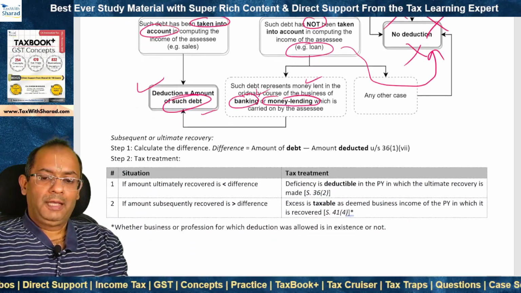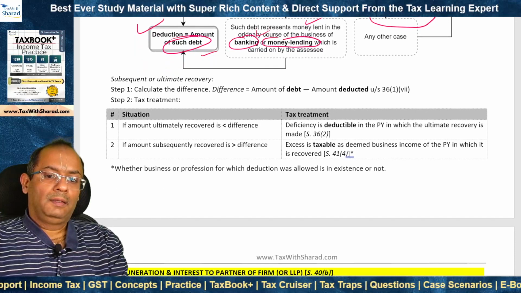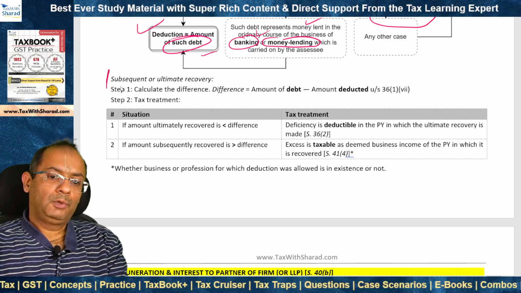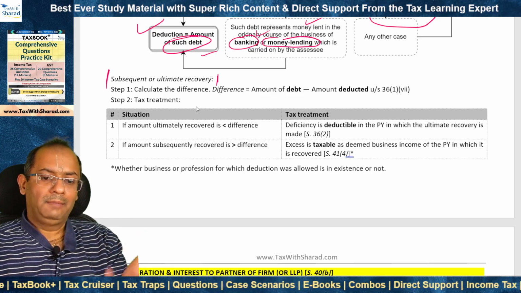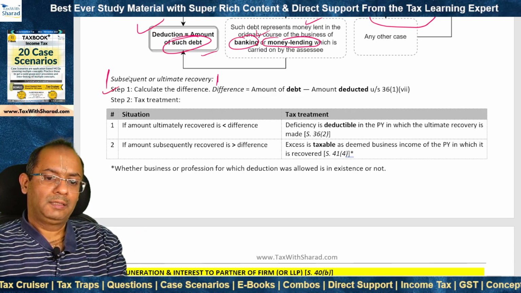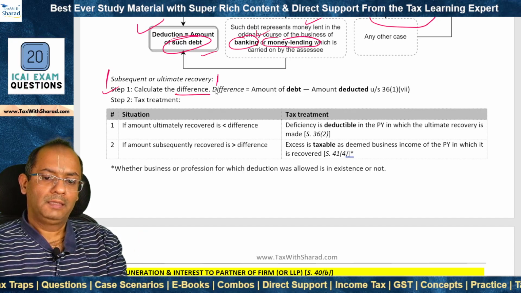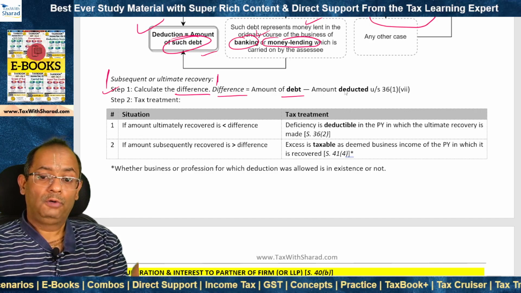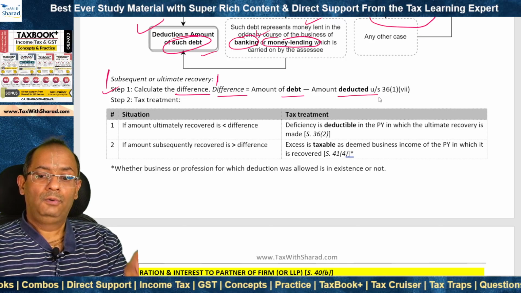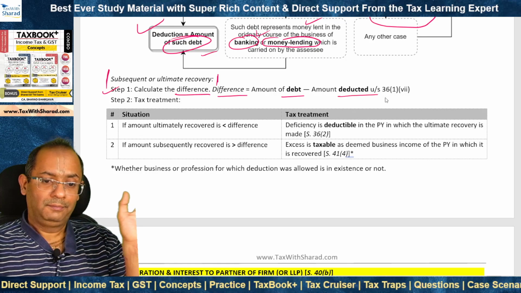Now, after the deduction has been allowed, there may be a subsequent recovery or ultimate recovery. And then tax implications arise. And there are two steps. In step 1, we calculate what we call the difference. Difference is what? Amount of debt minus the amount that was deducted under this provision.